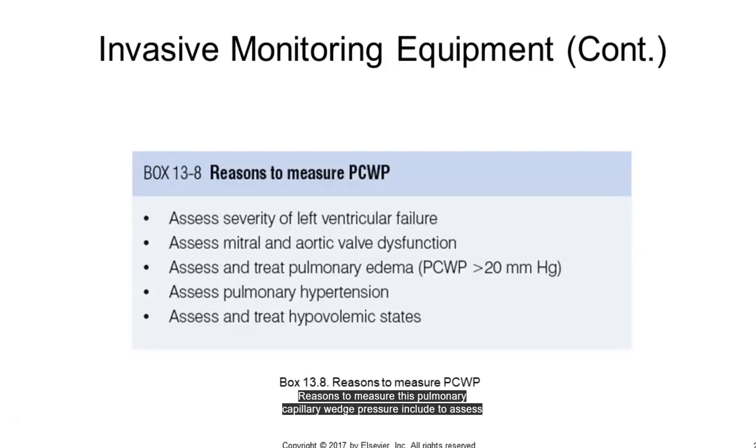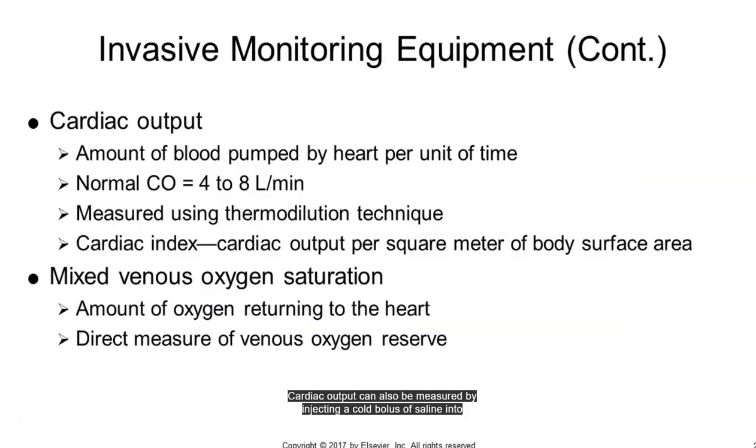Reasons to measure this pulmonary capillary wedge pressure include to assess the severity of left ventricular failure, mitral and aortic valve dysfunction, to assess and treat pulmonary edema and hypovolemic states, and to evaluate pulmonary hypertension. Cardiac output can also be measured by injecting a cold bolus of saline into the right atrium, the thermodilution technique, and looking at the resultant temperature change with a thermistor sensor at the tip of the catheter.